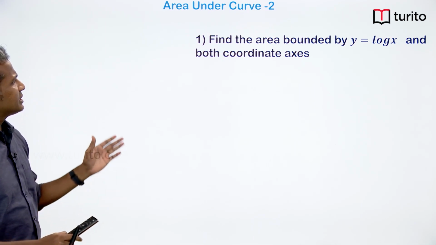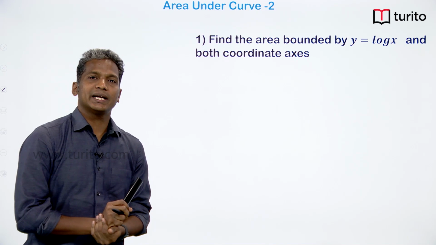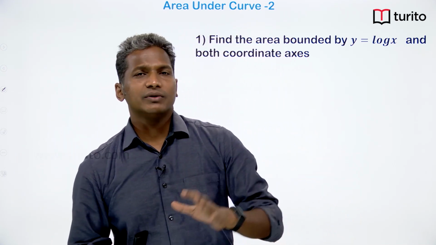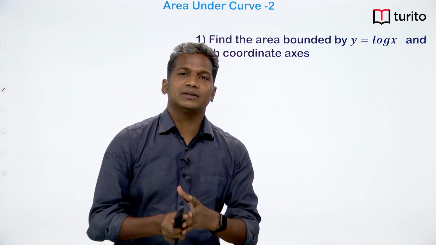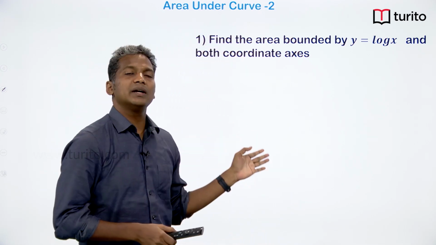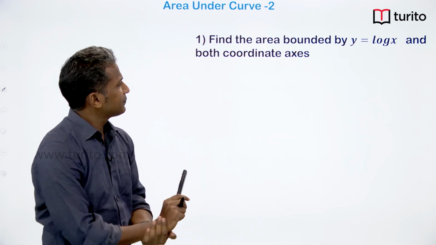The first question is: find the area bounded by y equal to log x and both coordinate axes. Here, the initial 2-3 questions are from the last lecture. These are the questions which were left out in the last lecture. First we finish them and then we will go on to today's lecture-based questions.